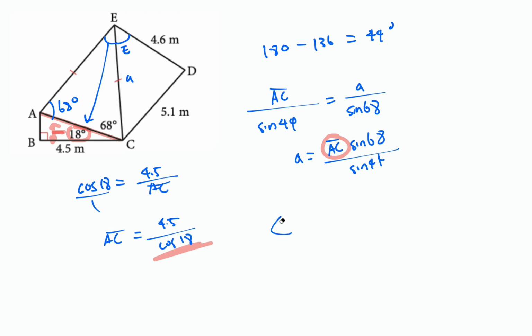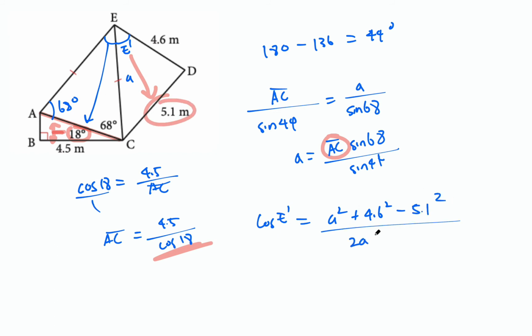So this is going to be cosine of E prime, according to the cosine law, is going to be the other two sides squared. So that's going to be A squared plus this squared minus the corresponding side squared, so 5.1 squared, all over 2 times A times 4.6. So to isolate for E, or E prime here, what we need to do is cos inverse both sides. Then we can get that E prime is equal to this. Okay, so if you plug in for all of the variables that we figured out, you'll get the following degrees. Approximately 43.4 degrees.